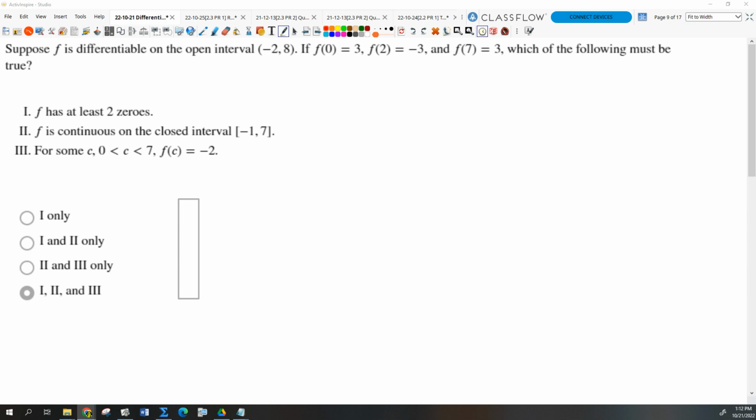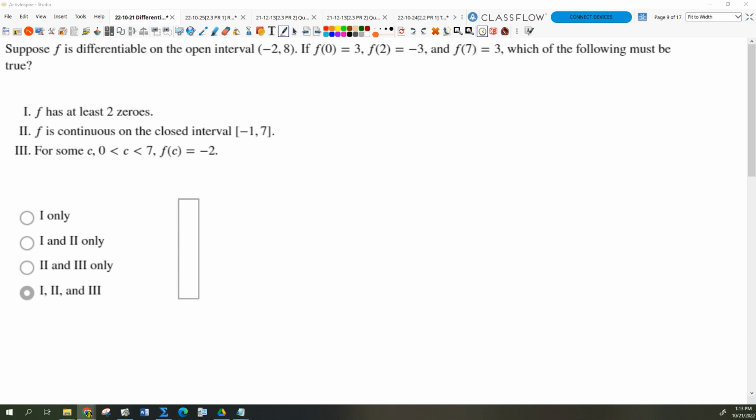If we know that f of 0 is 3 and f of 2 is -3, and it's continuous on the interval from 0 to 2, which it is, right? Because that's a subinterval of this larger interval where we already know it's continuous. Then the intermediate value theorem says that it has to pass through every intermediate value, including 0, at least once somewhere. So we know it has to have at least one 0 between x equals 0 and x equals 2. Agreed? By IVT.